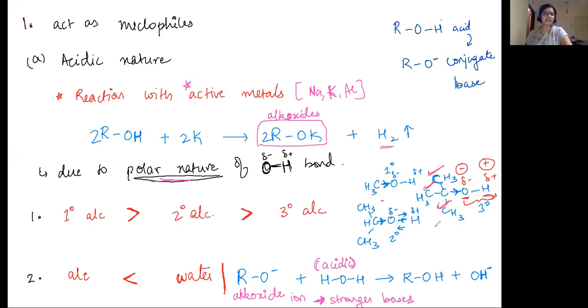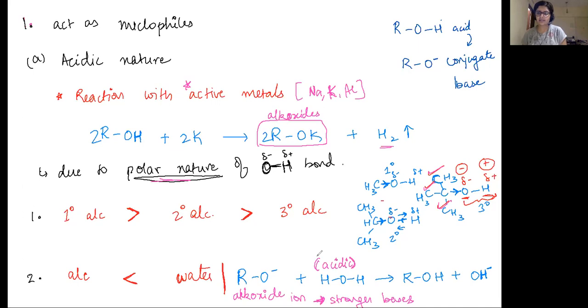Now comparing the acidic nature of water with alcohol, water is a stronger acid than alcohol because it is a better proton donor as compared to an alcohol. This is evident in a reaction, like when you form a solution of an alkoxide, the alkoxide ion can readily accept a proton from water, which basically shows that alkoxides are stronger bases and water shows a stronger acidic property compared to this.